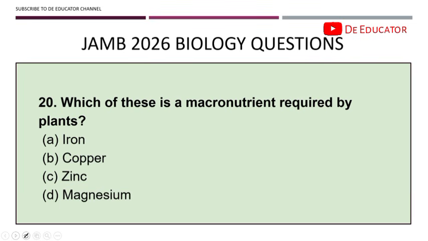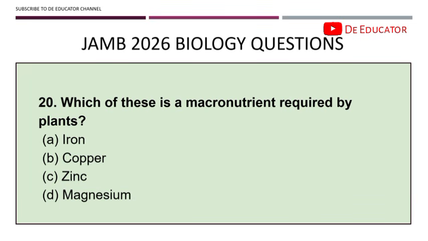Right? Question 20. Which of these is a macronutrient required by plants? We have macronutrients and then we have micronutrients. One thing that JAMB is going to be testing under nutrition is how well you know the macronutrients and then the micronutrients. So it is very important that you know which one is macro and which one is micro.